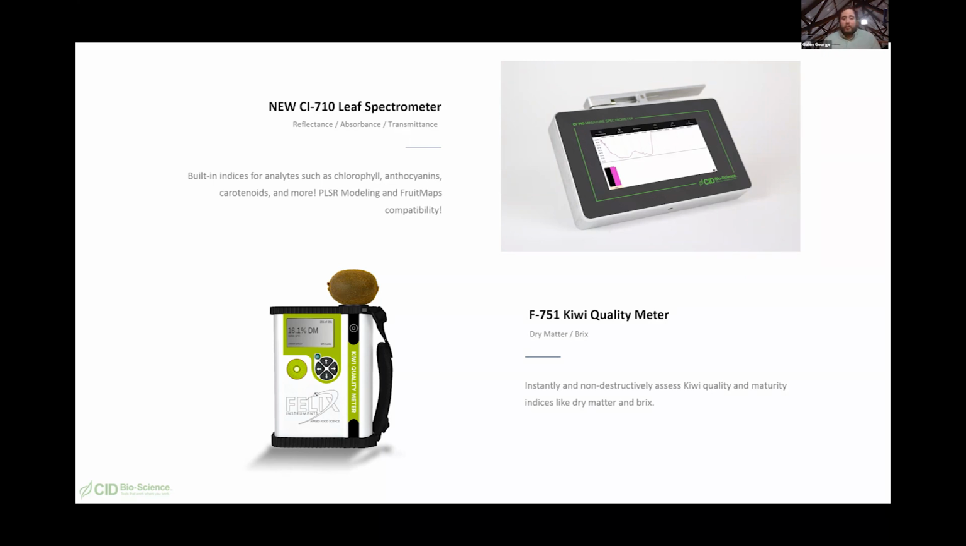And then also our F751 Kiwi quality meter from Felix Instruments. We'll be releasing that in the coming month or two, and that will allow you to instantly and non-destructively assess your kiwi quality and maturity, looking at your indices like dry matter and Brix.